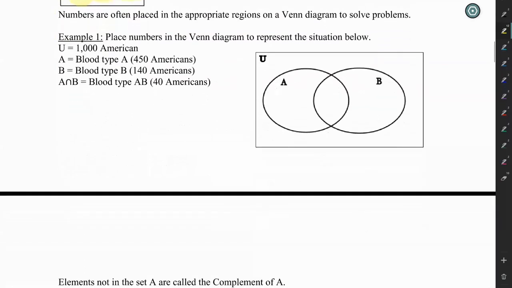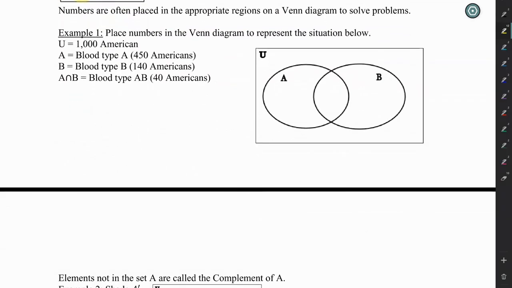Numbers are often placed in the appropriate regions on a Venn diagram to solve problems. So, for example, 1. The universal set is 1,000 Americans. A is blood type A, which is 450 Americans. B is blood type B, which is 140 Americans. And A intersect B is blood type AB, which is 40 Americans.